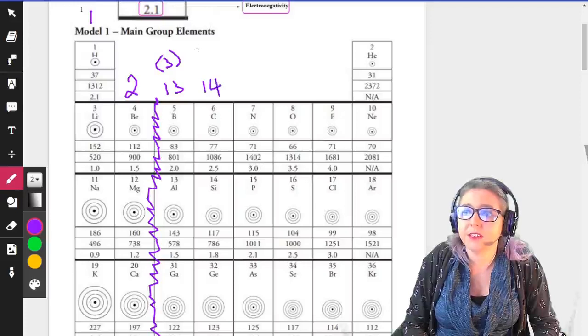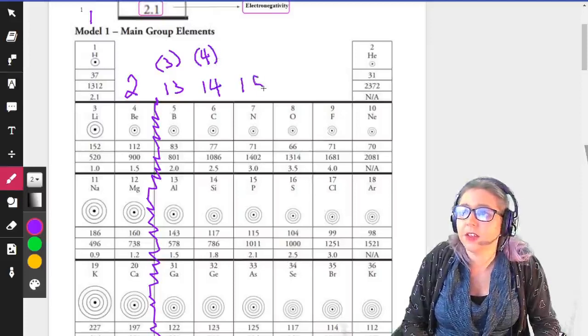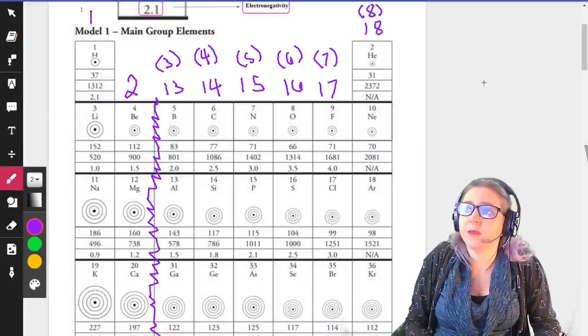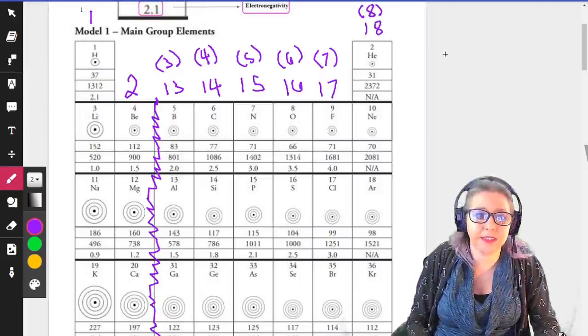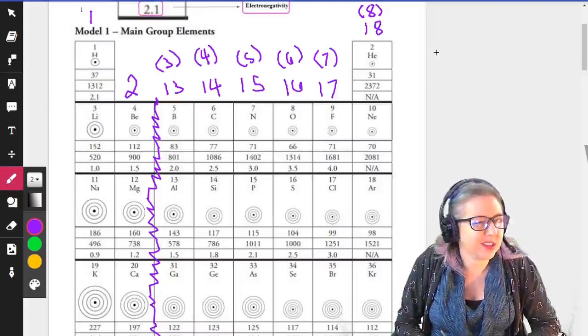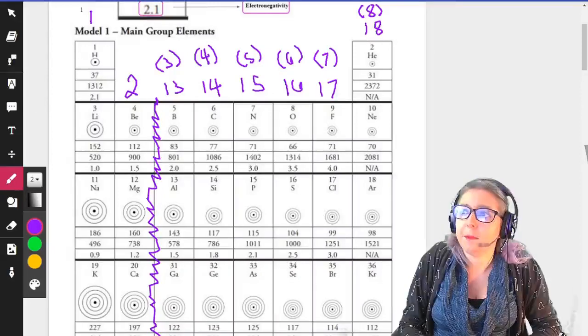Then we have 14, which I will allow you to call group 4 for this project. 15, or 5A. 16, or 6A. 17, or 7A. And then 18, or 8A. We typically, in my class, we're going to call it 1 through 18 because 3A through 8A is not used nearly as often anymore. We typically just keep 1 through 18. But if it helps you out this time around, that is okay.